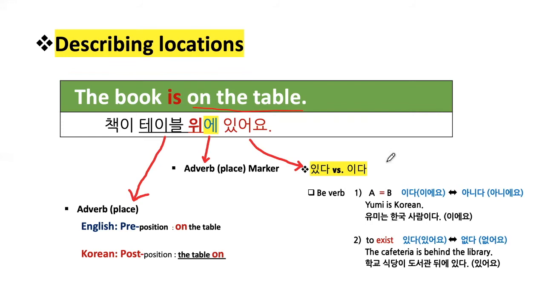Okay. And the be verb also has another meaning in English. For example, the cafeteria is behind the library. In this case, it is not an equation, right? Rather, it means exist. So in that case, in Korean, we put 있다, not 이다. 있다, okay? And then put it in polite form, 있어요. 학교 식당이 도서관 뒤에 있어요. And the opposite form is 없다, 없어요. 없다, 없어요.